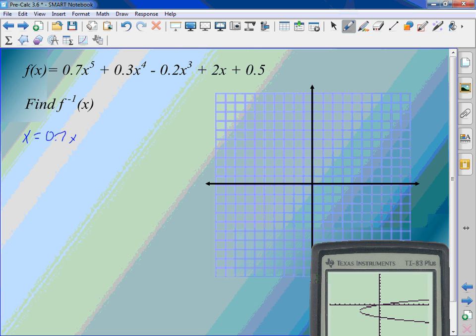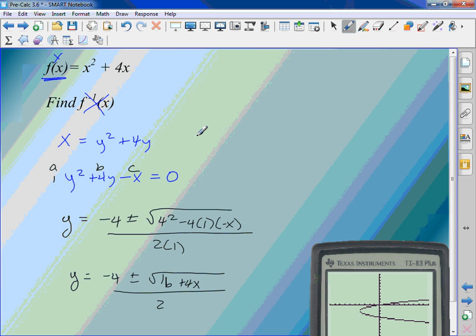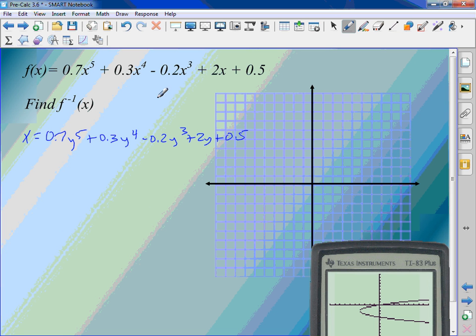x equals 0.7, sorry, not x, y to the fifth plus 0.3 y to the fourth minus 0.2 y cubed plus 2y plus 0.5. Could you solve this one? Do you know of any way right now how to solve this? No. This one you can't, because it's not a quadratic. This one here, you can't rearrange for it. So I'm going to show you another way to do it.